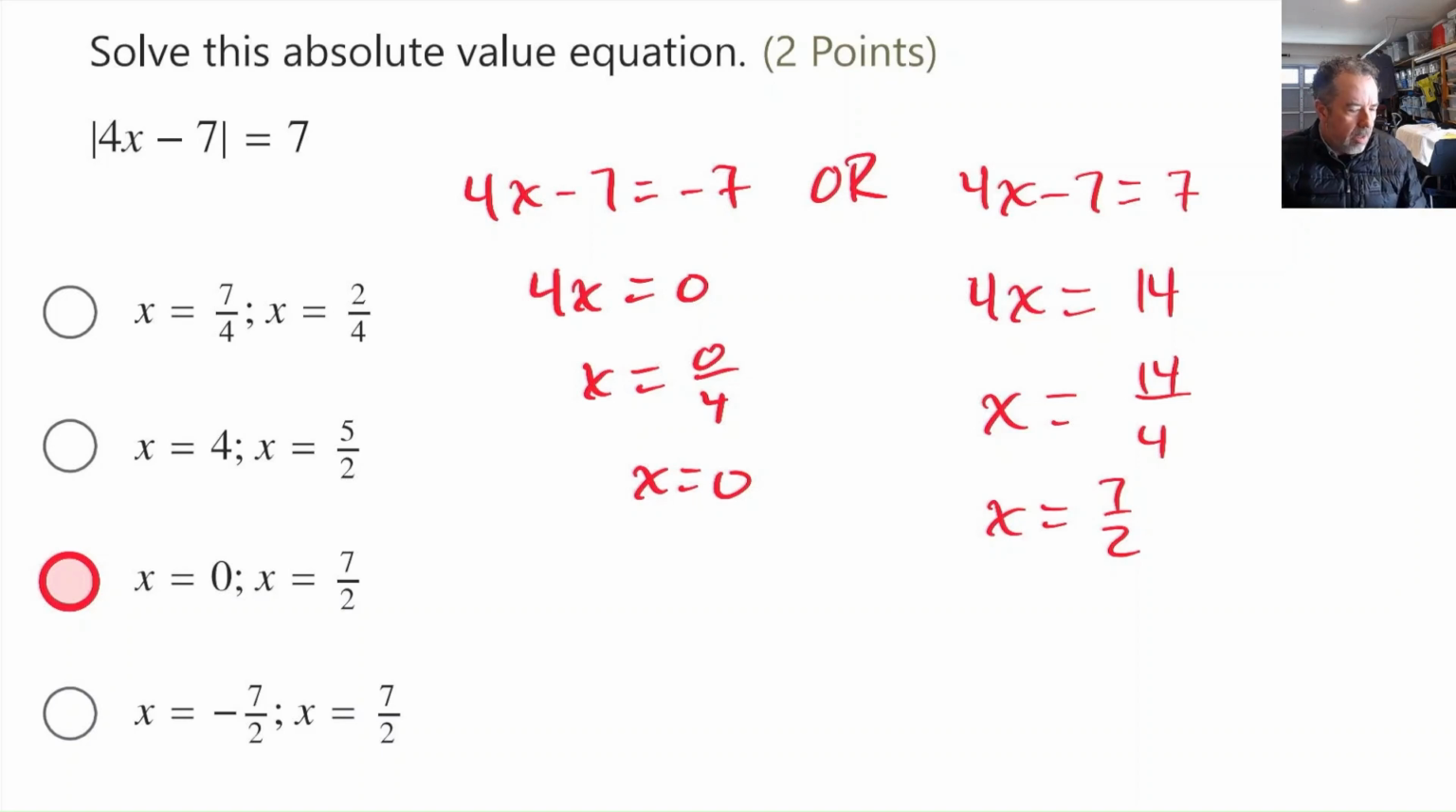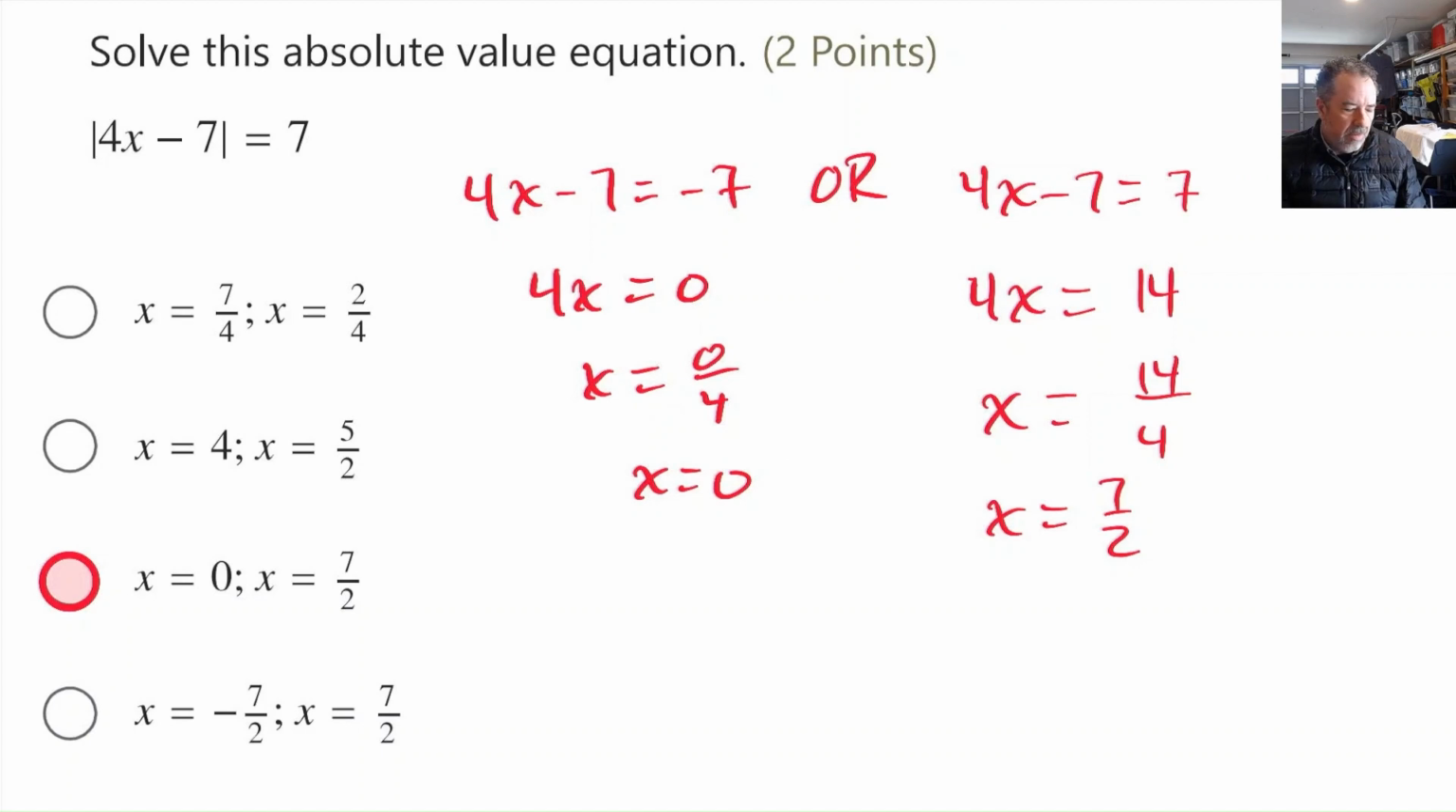And I just want to quickly go through the answers slash solutions to the study team test for chapter 8. First question, what's the solve for x? It's the absolute value of 4 times x minus 7 equals 7.